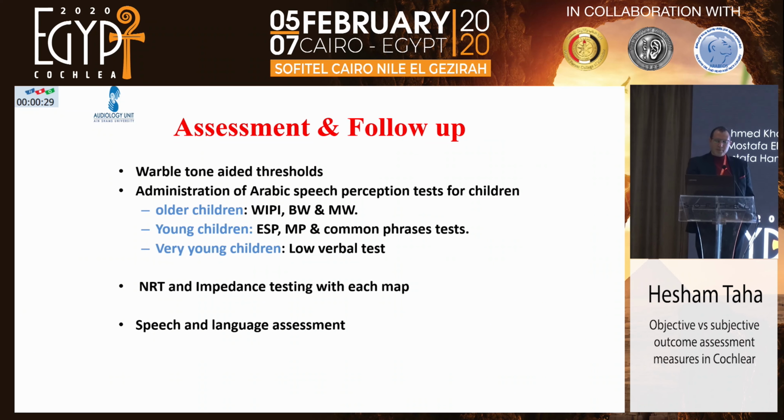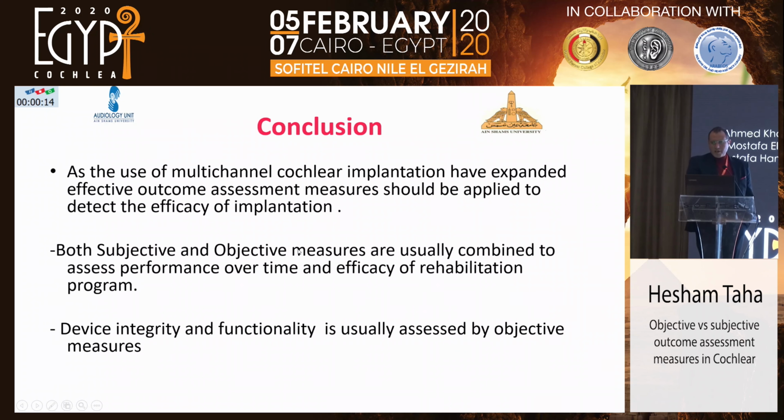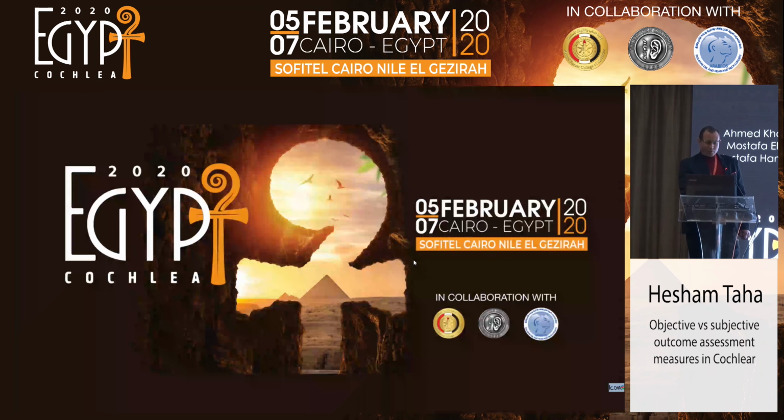Then we administer Arabic speech perception test according to the age of the child. Also, NRT and impedance should be applied. Finally, speech and language assessment and other objective tests in selected cases, and follow-up should be done every 3 to 6 months. In conclusion, as we use multi-channel cochlear implantation, especially the effective outcome measures should be applied to detect efficacy of implantation. Both subjective and objective measures must be utilized and combined to assess performance.